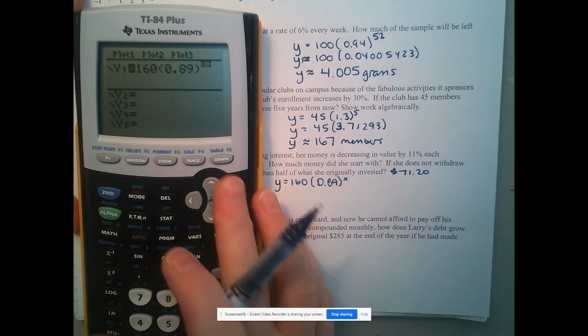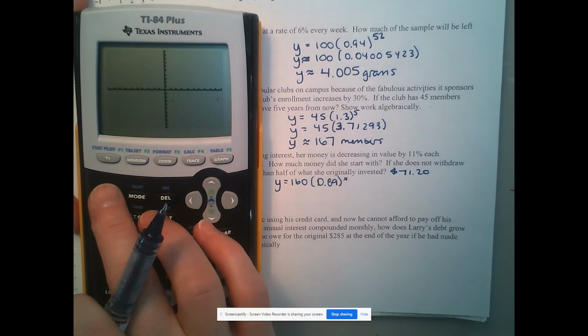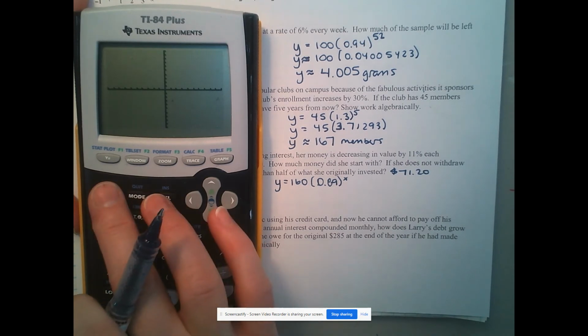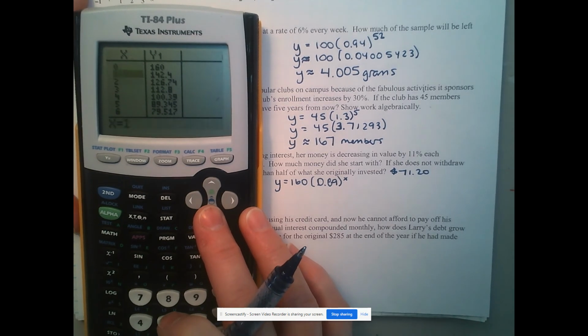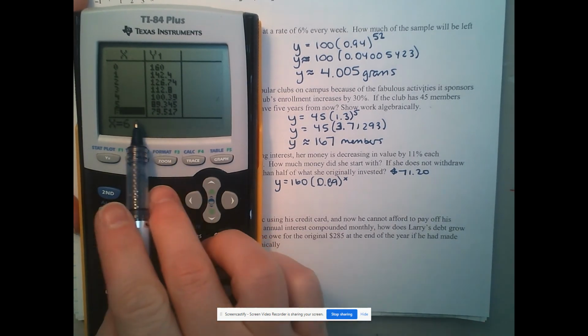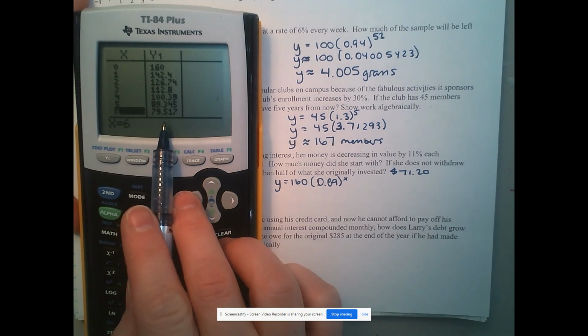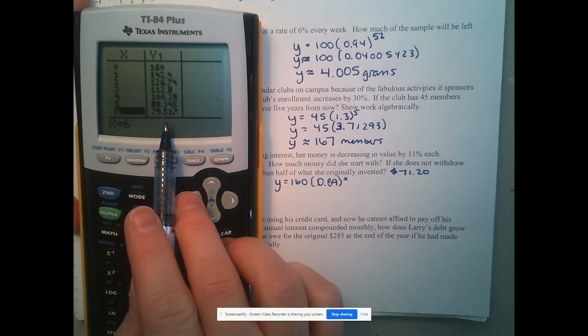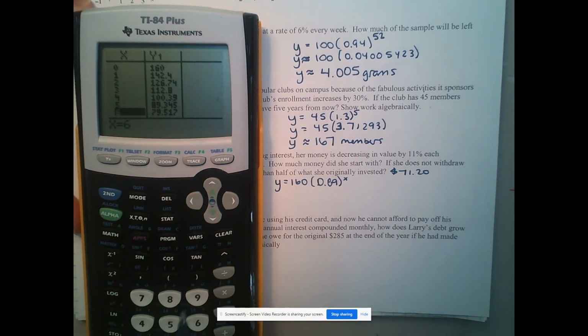And then I don't actually need the graph. I hit graph to let it sort of process. It's not going to make a difference. I'm not going to get any graph because I'm not zoomed in correctly. Second table. And so I'm going to look at the table and look down here and say, okay, well, when x is 6, we're at 79.52.